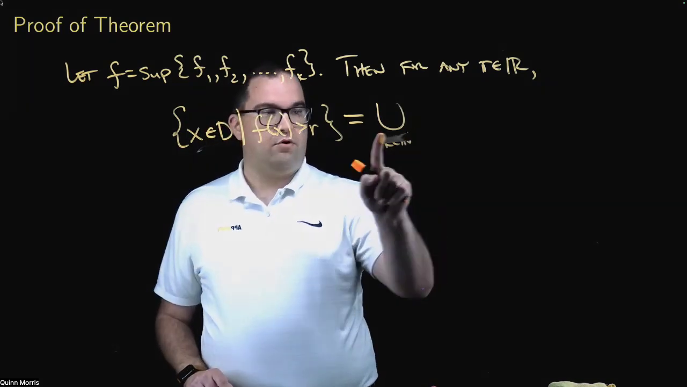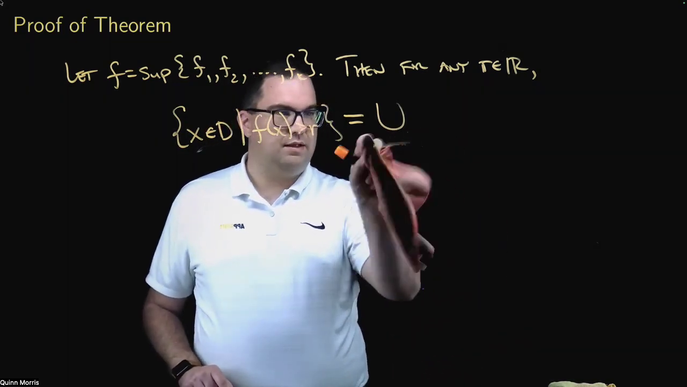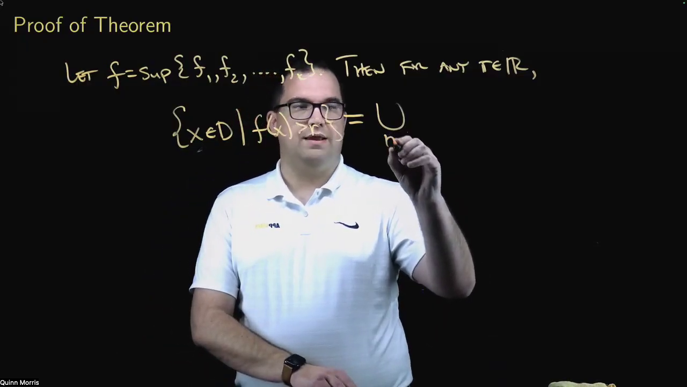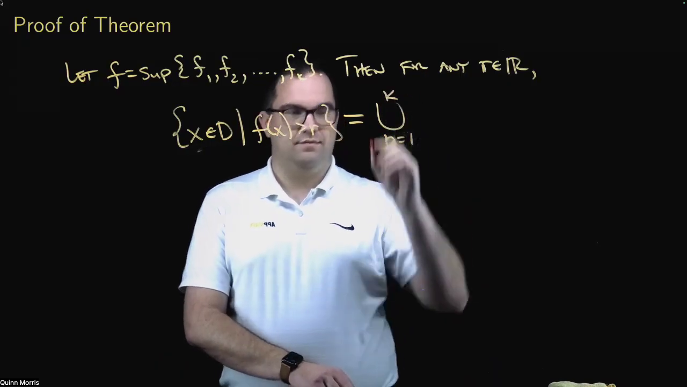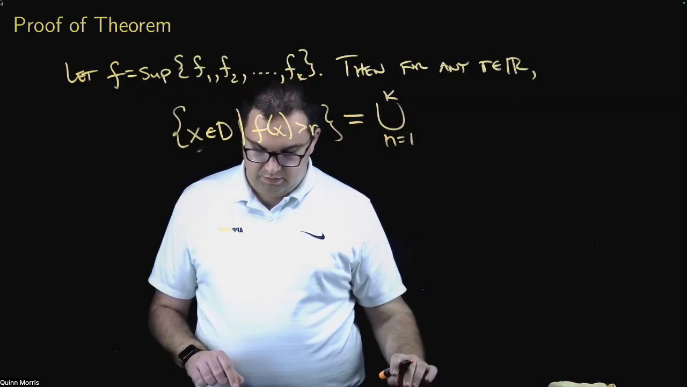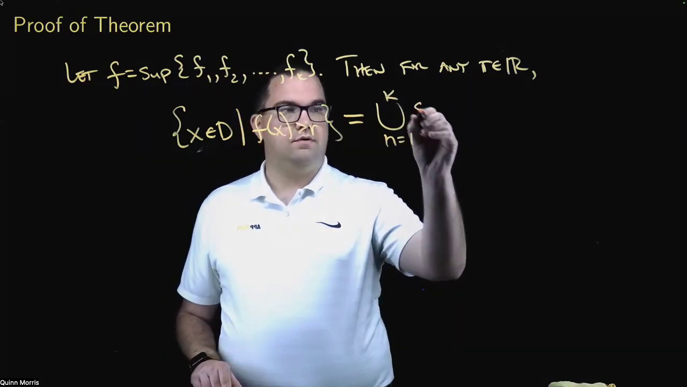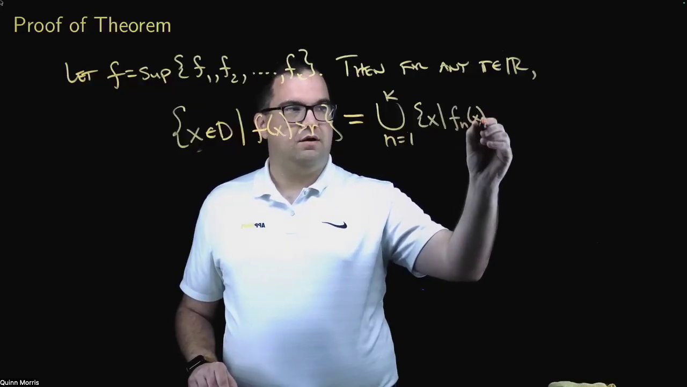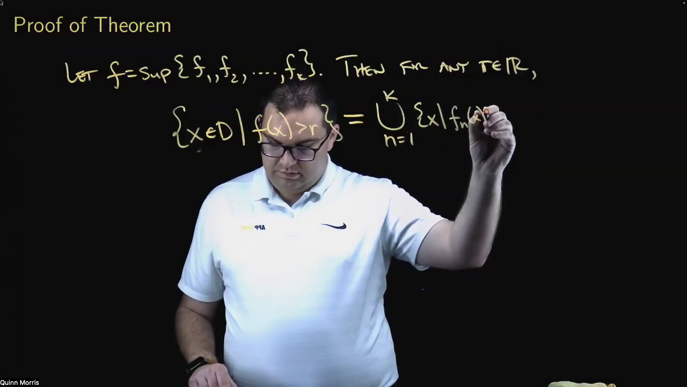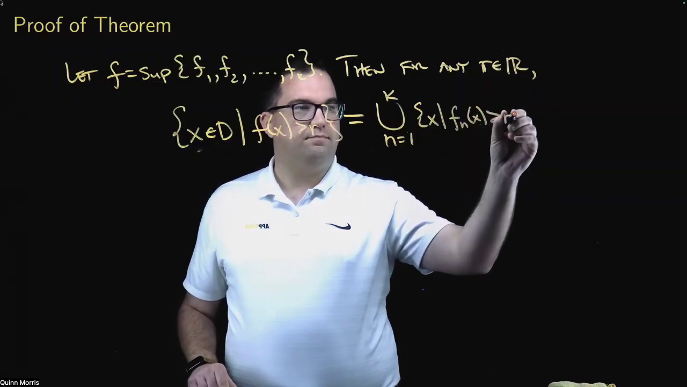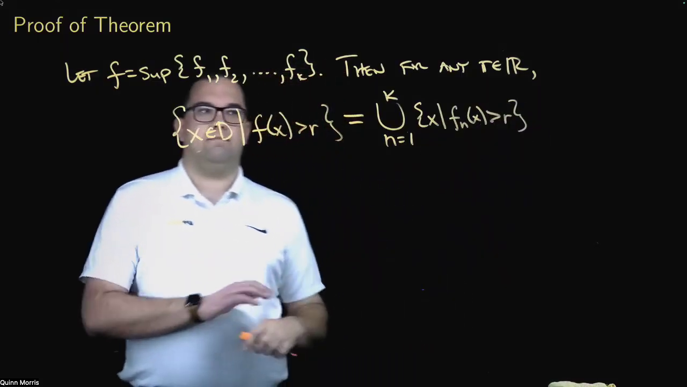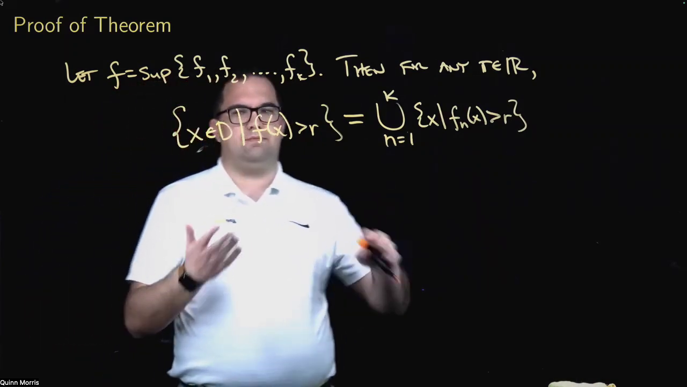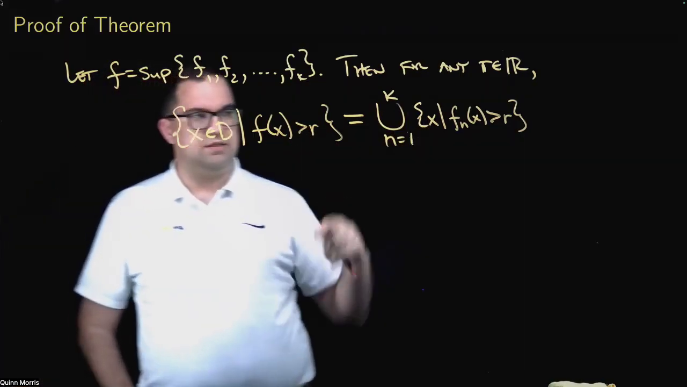Oh, sorry, not over all natural numbers k. I'm getting ahead of myself. This is the union for n equals 1 to k of the set of all x such that f_n of x is greater than r. All right, so here's the idea. We have to ask ourselves, why is this true? We will need to show this set equality. Okay, let's think through it.